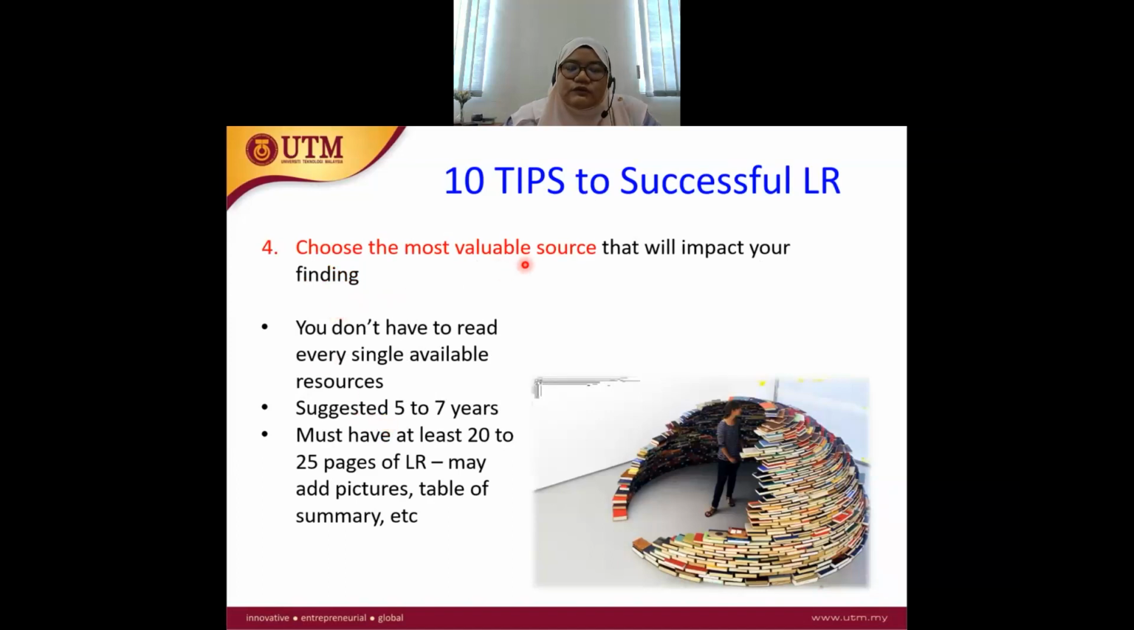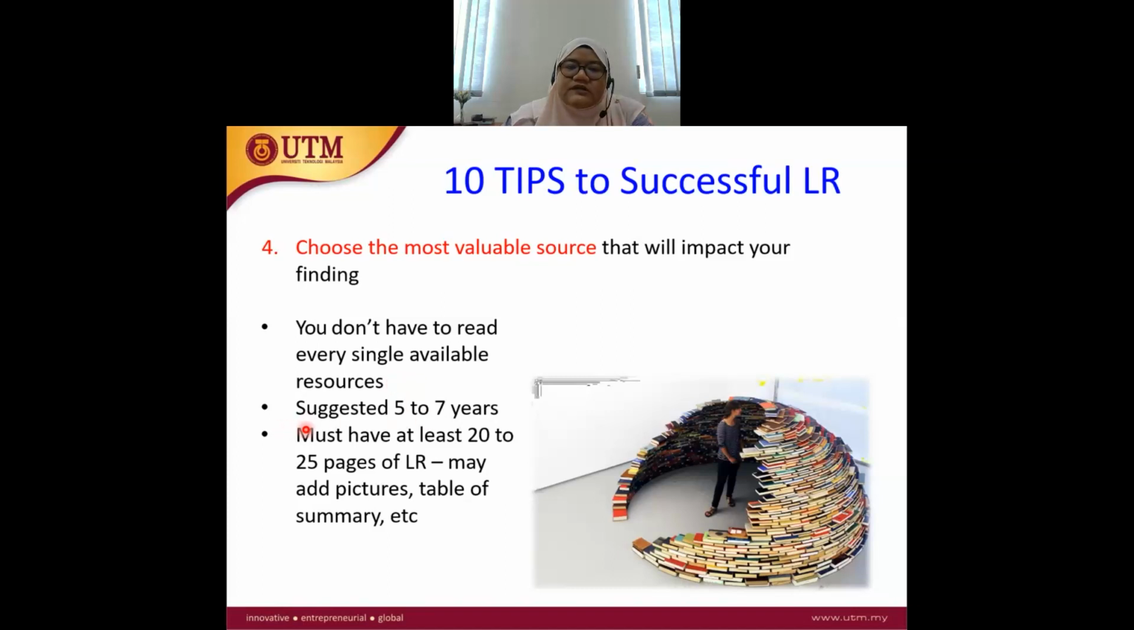Next, choose the most valuable source that will impact your findings. You don't have to read every single available resource, as I mentioned before. You must choose whatever is important for your research topic. You have to read only the abstract and conclusion. If they are suitable, then you can pick and choose those research articles.